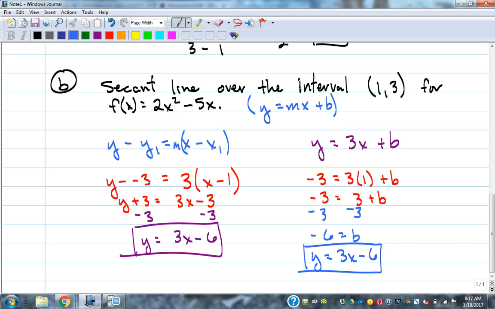You have to use one x and one y from the same ordered pair. It doesn't matter which ordered pair you pick. So let's look at another one and see if we can do the whole thing for it.